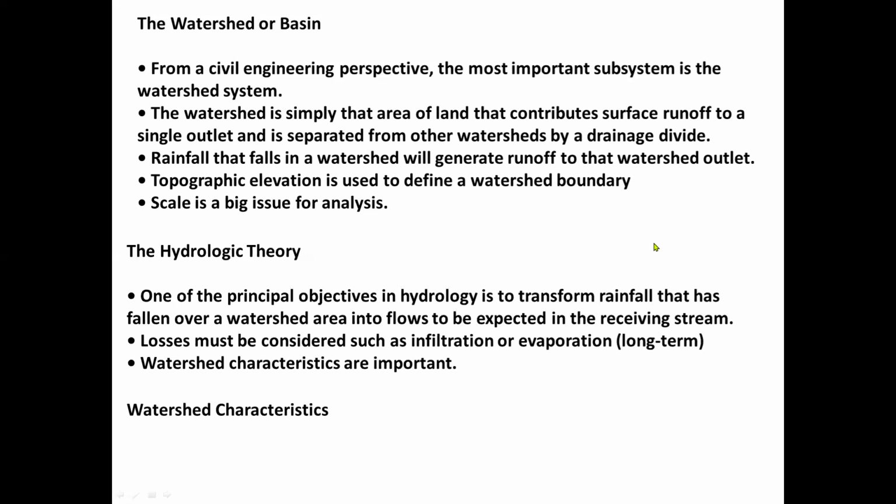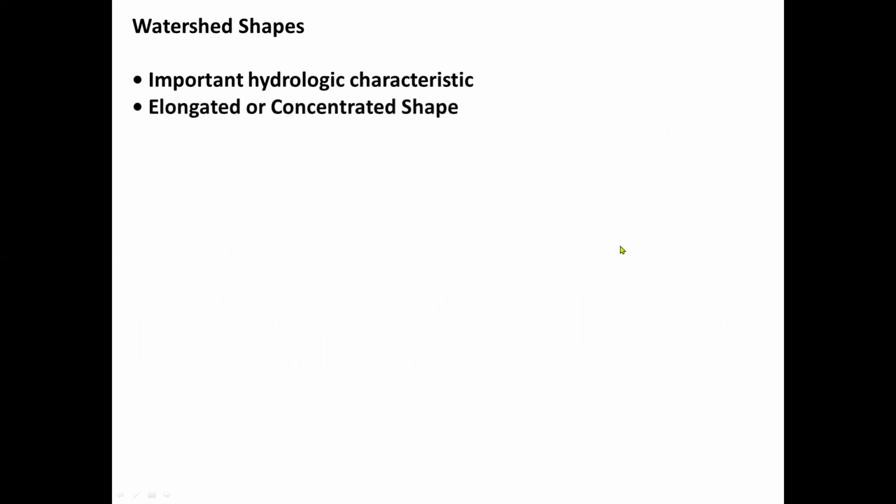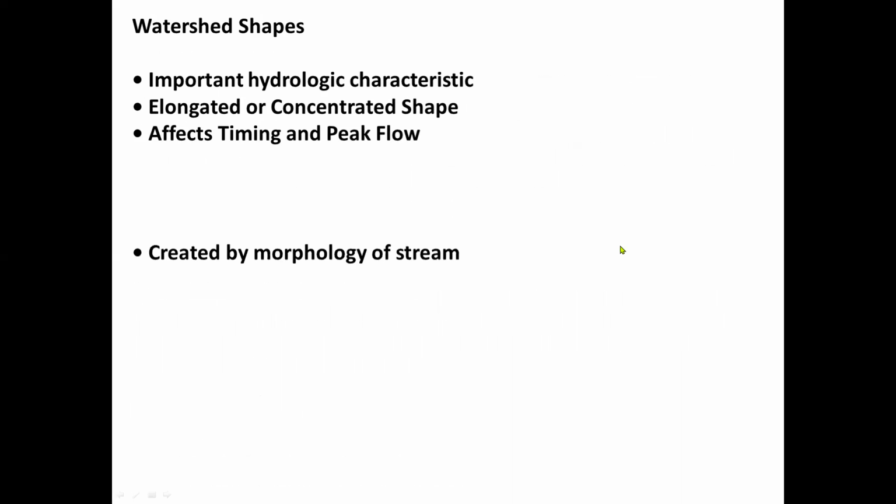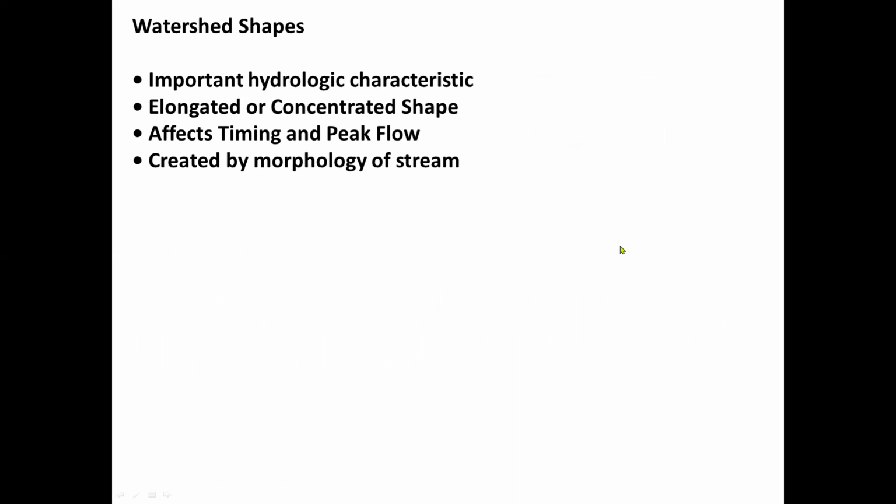And we also have the watershed characteristics, and these are the following: the size, according to slope, according to shape, and also according to soil type, and storage capacity of the watershed. Watershed shape is actually an important hydrologic characteristic. Whether elongated or concentrated in shape, it can affect timing and peak flow created by morphology upstream.